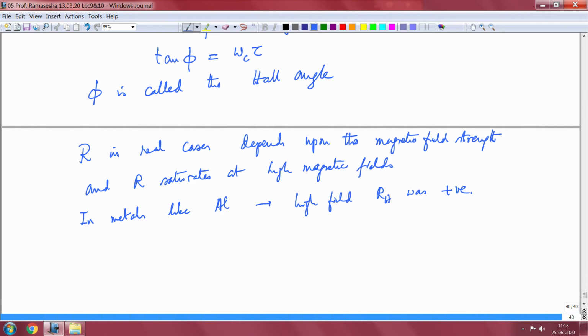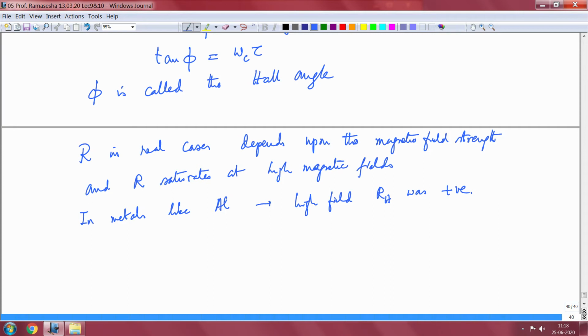Because first of all, aluminum contains electrons which are actually moving around. If electrons are moving around, you would expect that the charge carriers are electrons, and so the sign of the Hall coefficient should always be negative. And it was also not known why the Hall coefficient should depend upon the magnetic field.